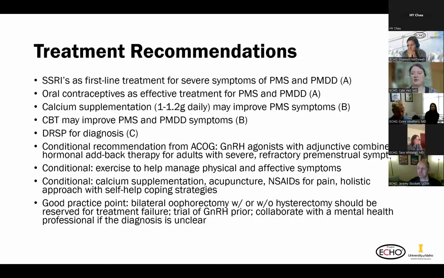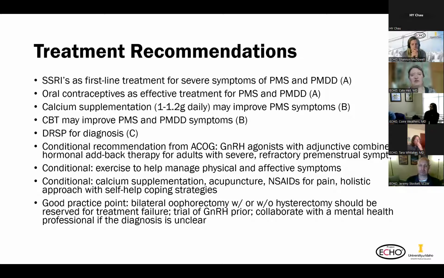Okay. So looking at treatment recommendations, we have some recommendations from ACOG, and some that I found on AFP, or American Academy of Family Physicians. There's a grade A rating of good evidence for using SSRIs as a first-line treatment for severe symptoms of both PMS and PMDD. Also a grade A recommendation for oral contraceptives as effective treatment. There's some evidence as well for calcium supplementation that may improve PMS symptoms specifically, and I also found that as an ACOG recommendation.